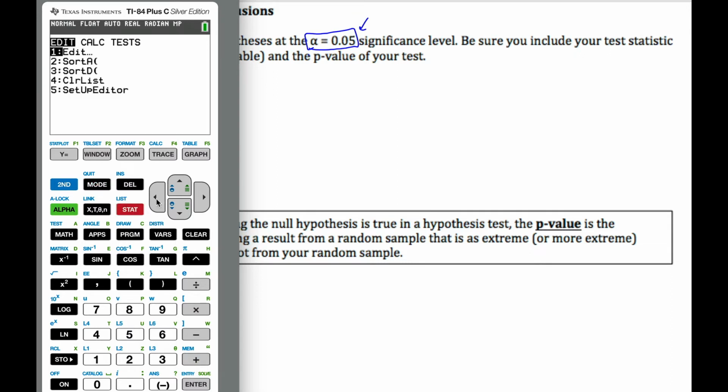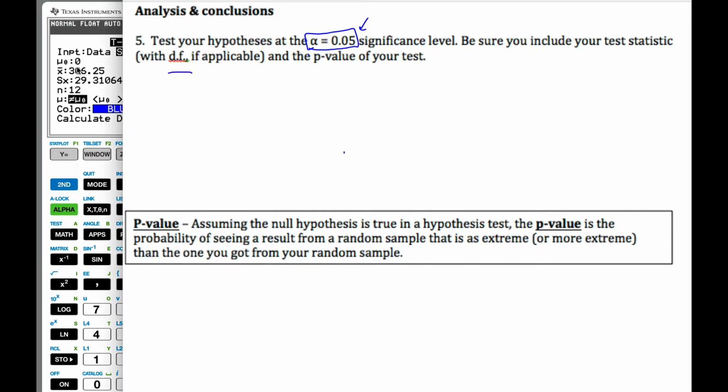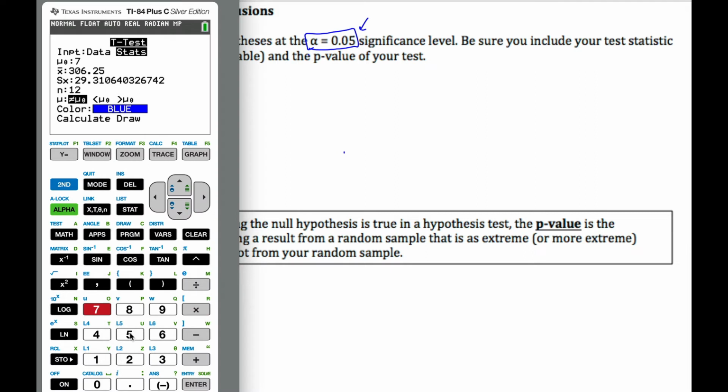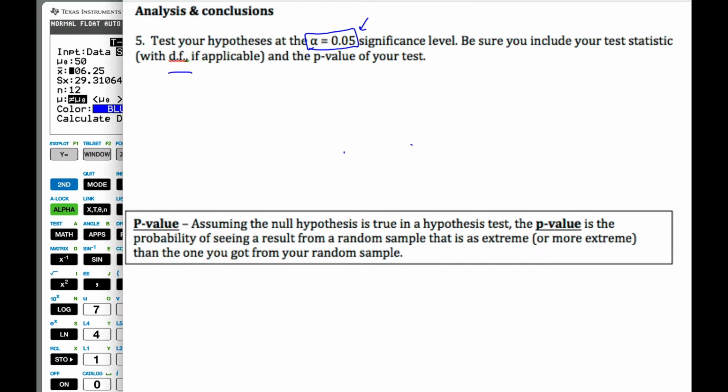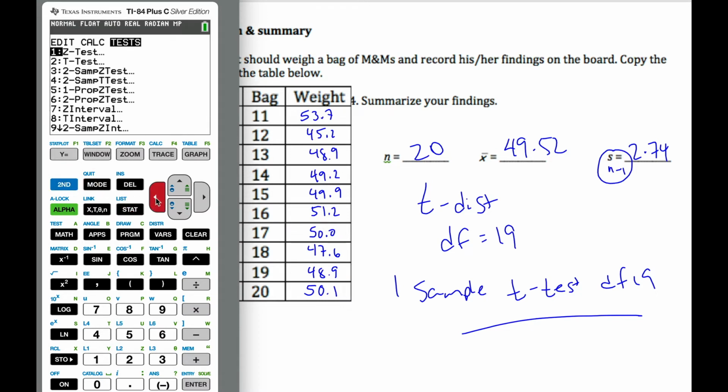I'm going to go to stats, and then to the tests here, and I'm going to do number 2, T-Test. I don't have the data, I do have the statistics. So I know the mu hypothesis is going to be 50, not 750, but 50. And I know that the mean of my sample, let's try this again.